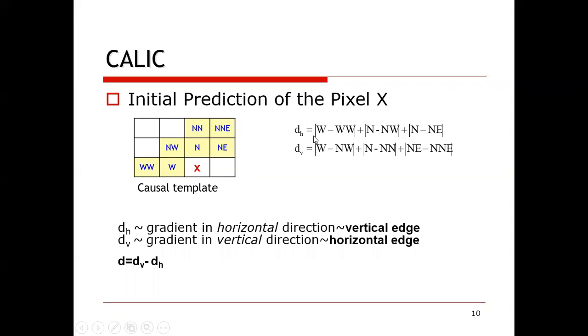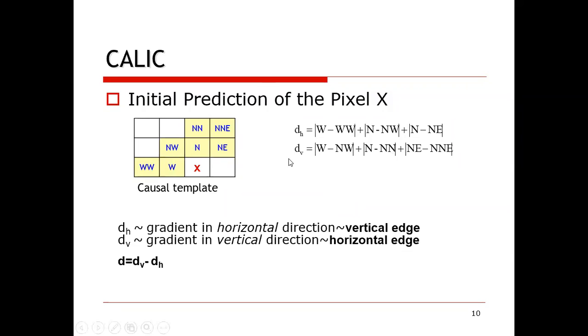dH is equal to mod of W minus WW plus mod of N minus NW plus mod of N minus NE. So dH becomes the gradient in the horizontal direction, that is known as the vertical edge. What is the gradient in the vertical direction? That is known as the horizontal edge. It becomes dV equal to mod of W minus NW plus mod of N minus NN plus mod of NE minus NNE.